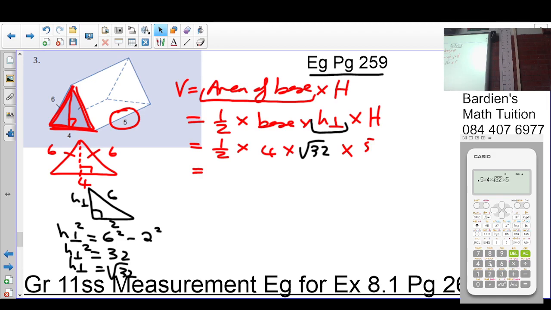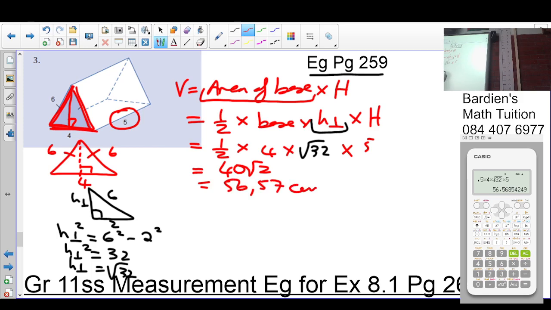What do you guys get? 40 root 2. Okay. Which is also equal to 56.57 centimeters cubed. Was there any confusion? With that you should be able to do the exercise.